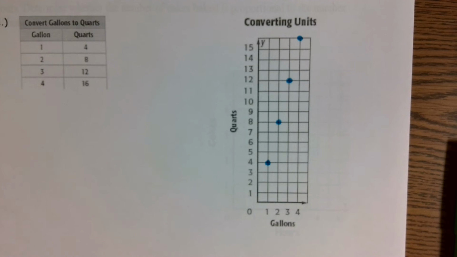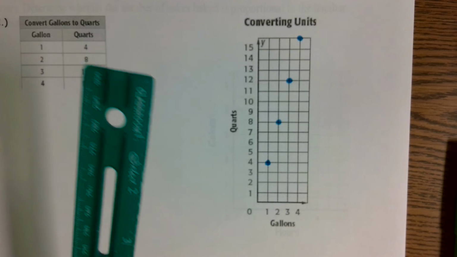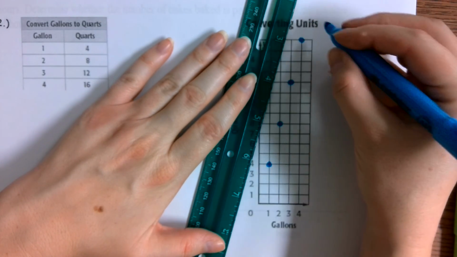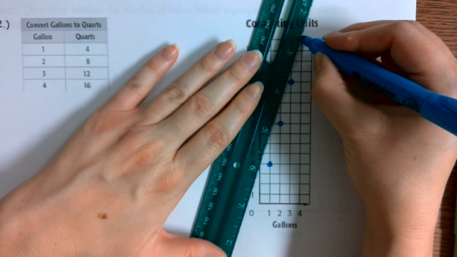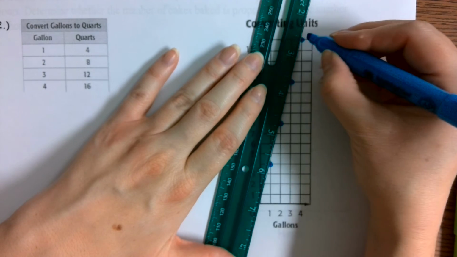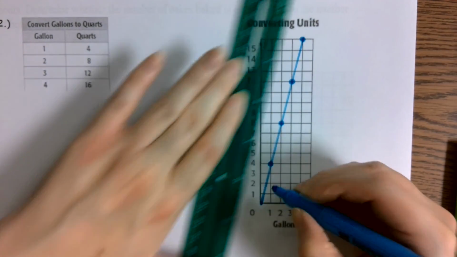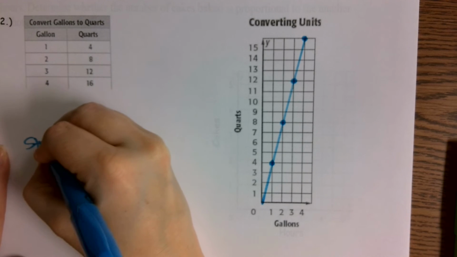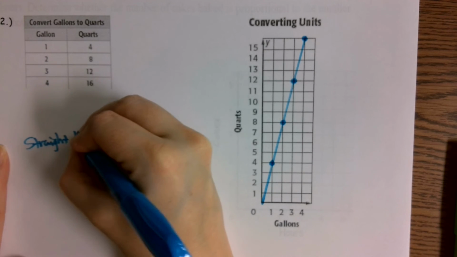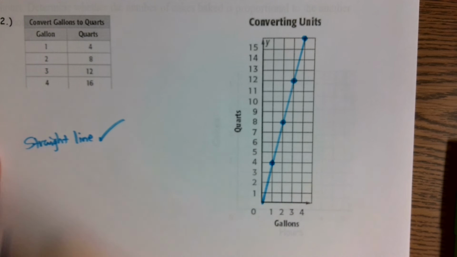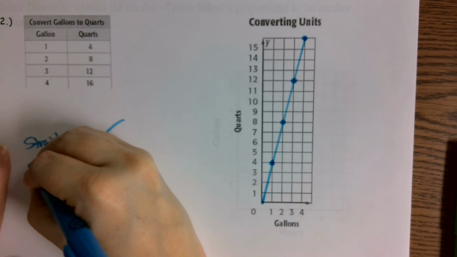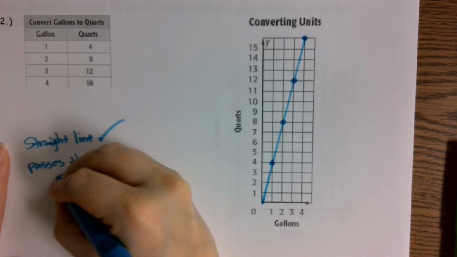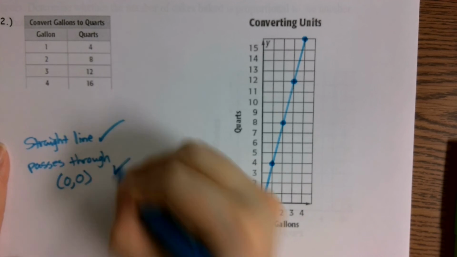Is it going to form a straight line? Yes. Is it going to go through the origin? Is it going to go through 0, 0? Yes. If I connect them, it will go straight line through the point 0, 0. So it's a straight line. That's a check mark. Passes through the origin. Passes through 0, 0. That's a check mark.